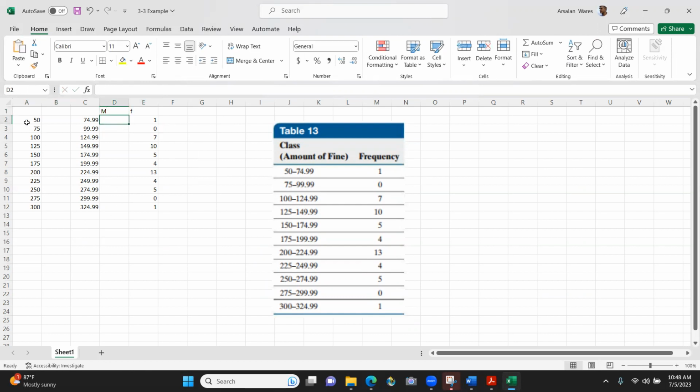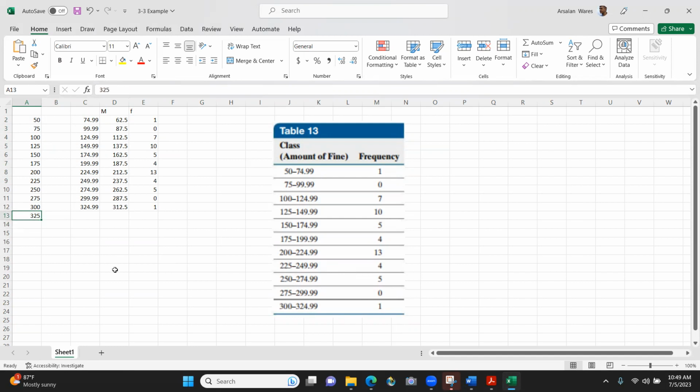How do we find the midpoint, guys? Midpoint is found by adding the 2 consecutive endpoints, these are called lower limits of the interval, and dividing it by 2. So I'm going to do it like this here. Now the last one is a little off, isn't it? It's going up by 25. I can see that. So the next one has to be 325. And now it looks much better.